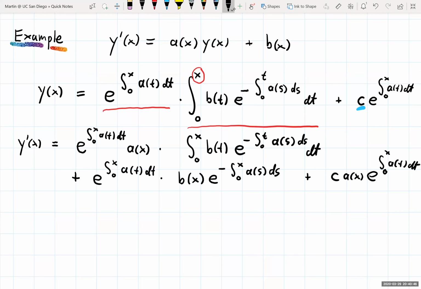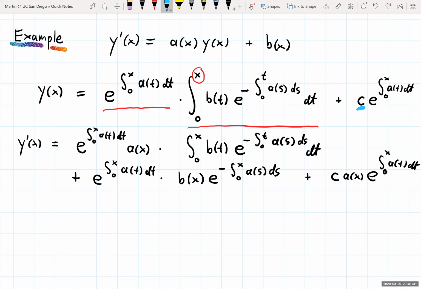So what can we do about this? The first term here that we have computed, this is essentially just the function y of x itself, apart from the integration constant. And the only thing that has actually changed is now this additional term a of x. In the second line, we have the exponential of the integral from 0 to x of a of t dt times b of x times the exponential of minus the integral from 0 to x of a of s ds.